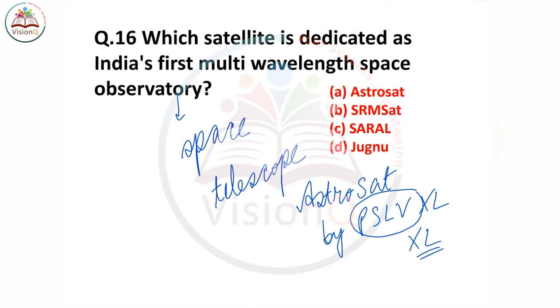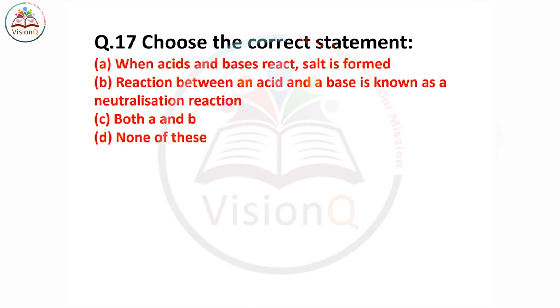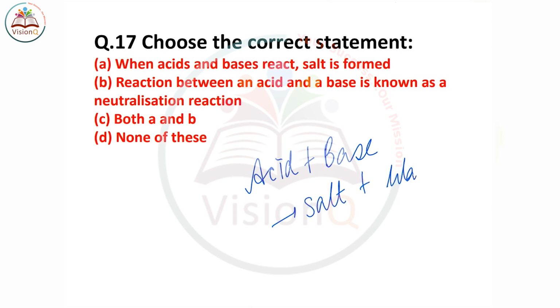Okay, next, moving to question number 17. A question from chemistry: choose the correct statement. There are 4 statements given here. The question is based on acids and bases. Now we know whenever an acid and a base react, it gives salt and water, and this reaction is known as neutralisation reaction.